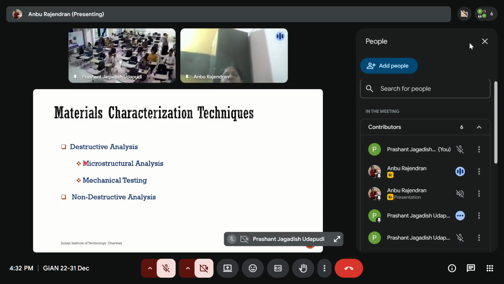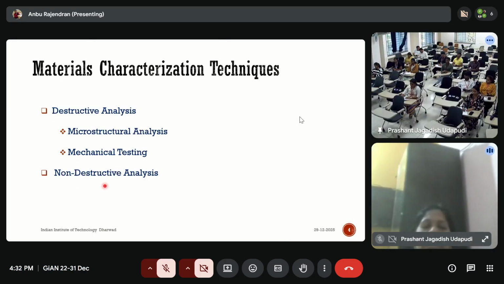Yeah, so there are two major types. One is destructive analysis, another one is non-destructive analysis. As the name suggests, non-destructive analysis means you need not cut or do any preparation of the sample for the analysis. Under destructive analysis, there are two major categories. One is microstructure analysis, the second one is mechanical testing. We'll see them one by one. First we'll discuss destructive analysis, then we'll move to non-destructive analysis.